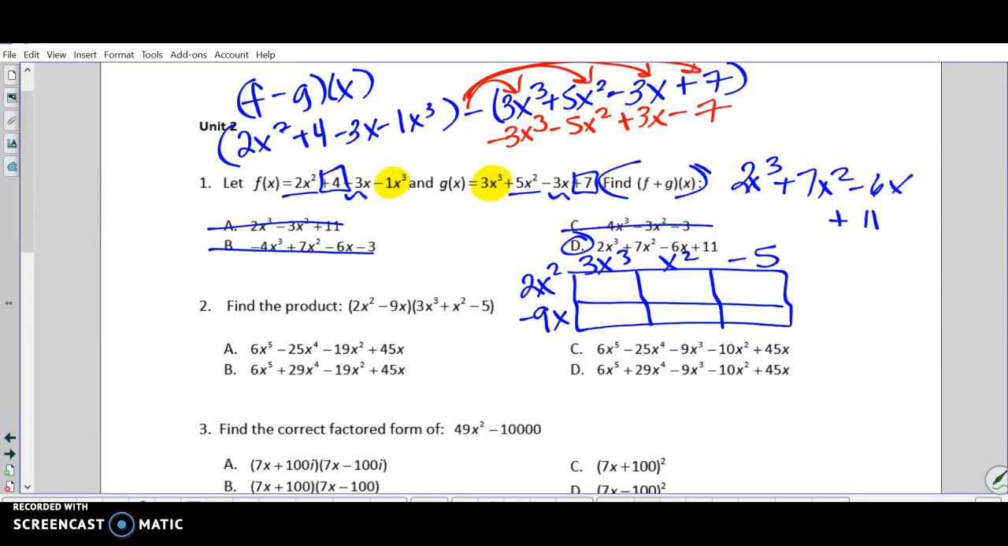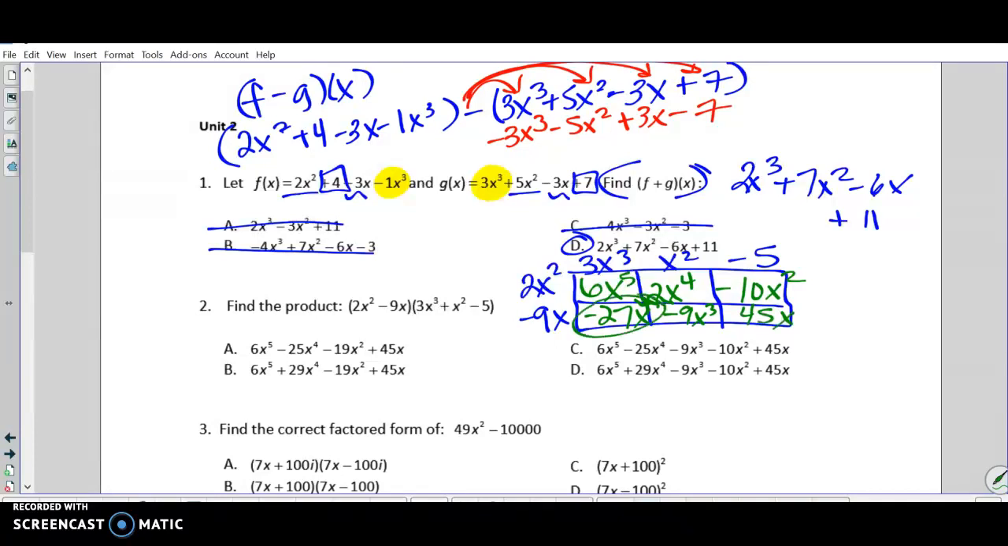2x squared times 3x to the third. We're going to multiply the coefficients and get 6 and add the exponents. That's that exponent rule, just like what we did earlier with the i's. 2x squared times x squared is going to be 2x to the fourth. Then you've got -10x squared, -27x to the fourth. Can't really see that, but -9x to the third and 45x.